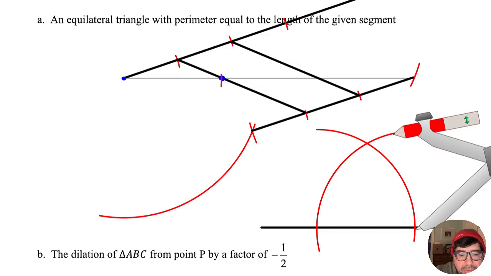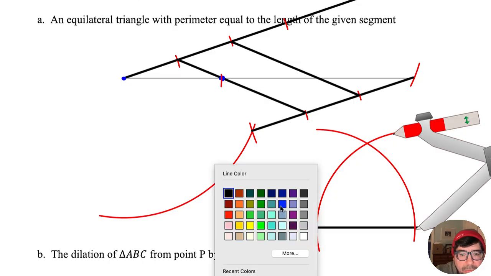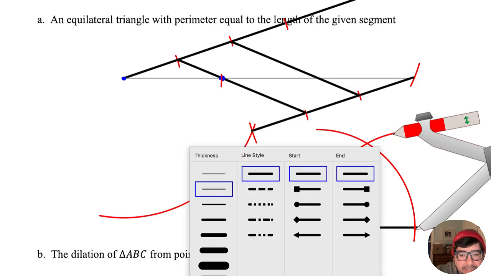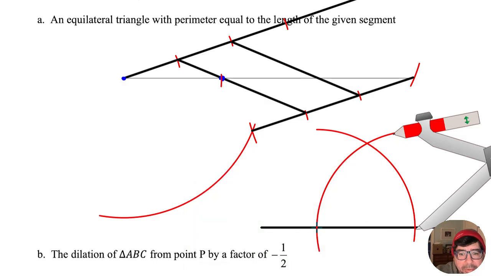Let me switch color to, let's use purple. And I'll go a little bit thinner so it's not hard for you to see. So from this point to this point, right? And then from this point to this point is the same distance. Never change the compass width. And then from this point to this point here, we have our equilateral triangle.